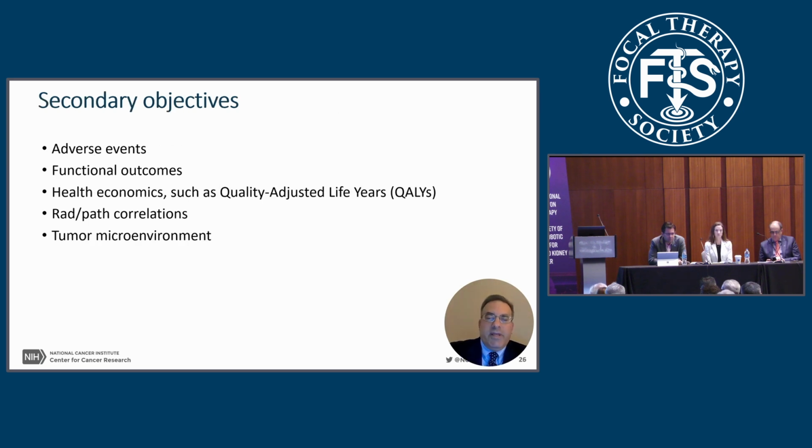Now, once again, the primary outcome is what will make or break your non-inferiority trial. But secondary objectives are important, often used in other trials, and in this case, no different. Reporting adverse events, functional outcomes, health economics such as quality-adjusted life years, radiologic-pathologic correlation studies, tumor microenvironment, all can add to the trial. But again, for non-inferiority, the primary outcome or primary objective is going to be the most important.